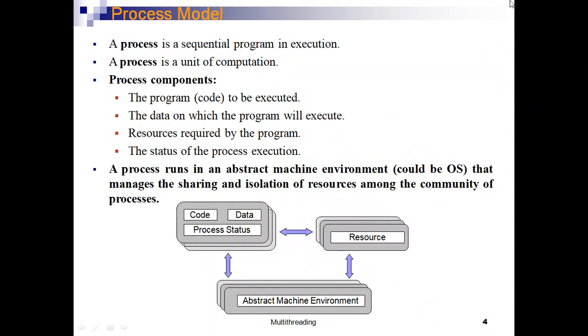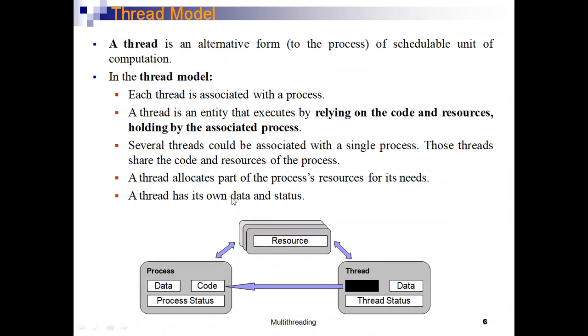If you look at a process, it consists of components such as the program to be executed, the data on which the program will execute, the resources required by the program, and the status of the process execution. These are the components under a process. In the same way, threads also have their own components. So a thread also has its own data and status, like a process having its own data and its status. So a process may consist of one or more threads.